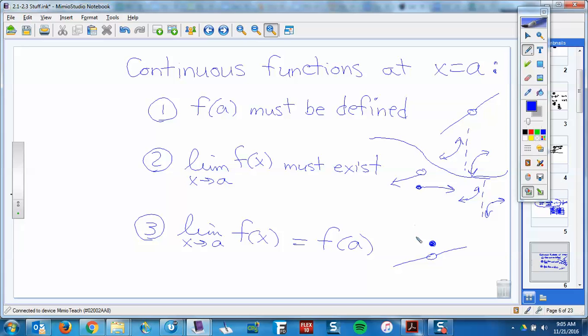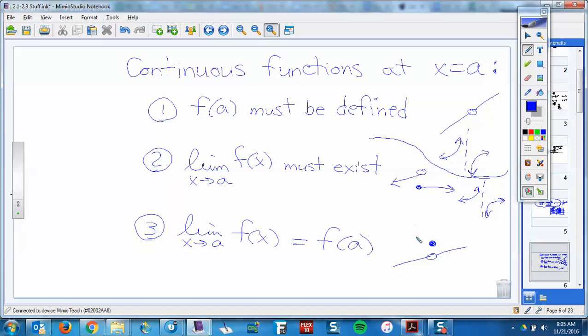Now, they only gave you this last part. Well, for the limit to equal the output, that's kind of like saying the output must be defined, there must be an output, there must be a limit, and they must be equal. So the first two are just saying we must have this, and we must have this, and then they also must be the same.